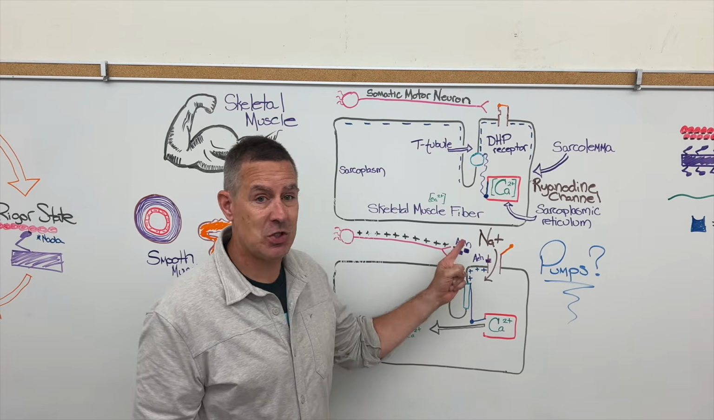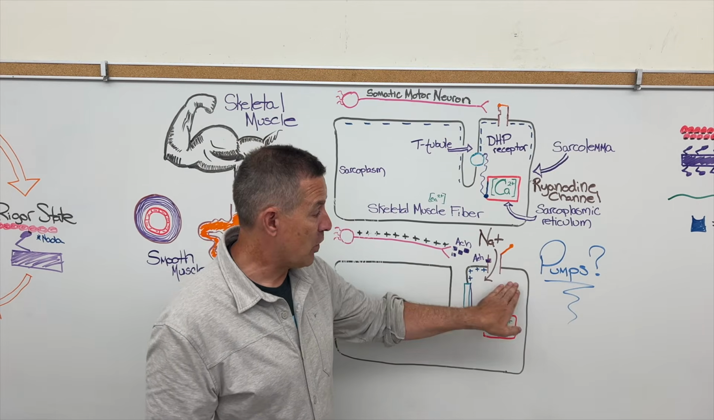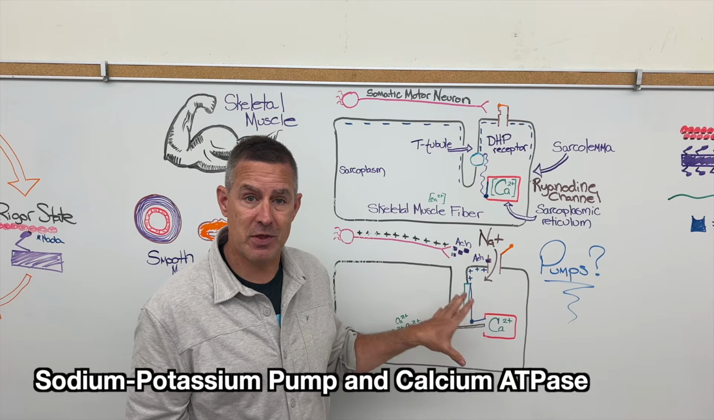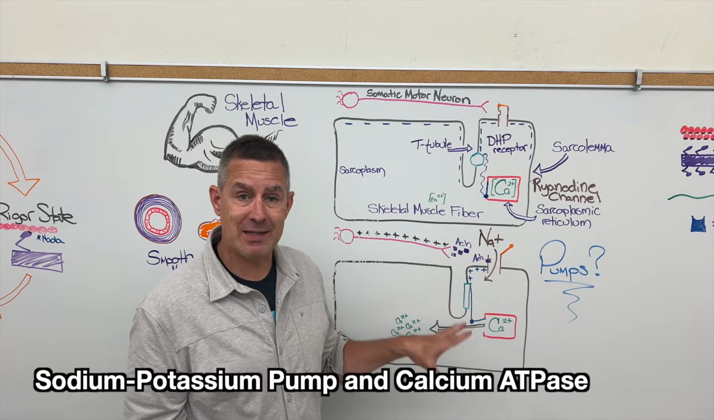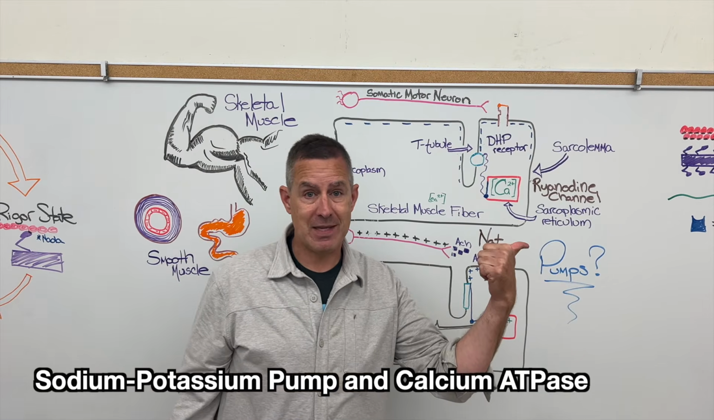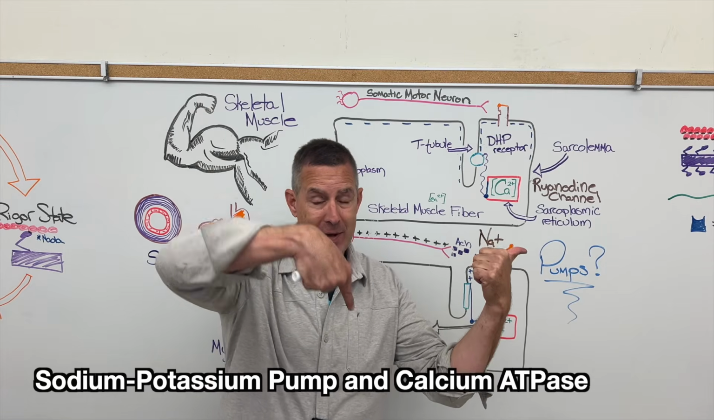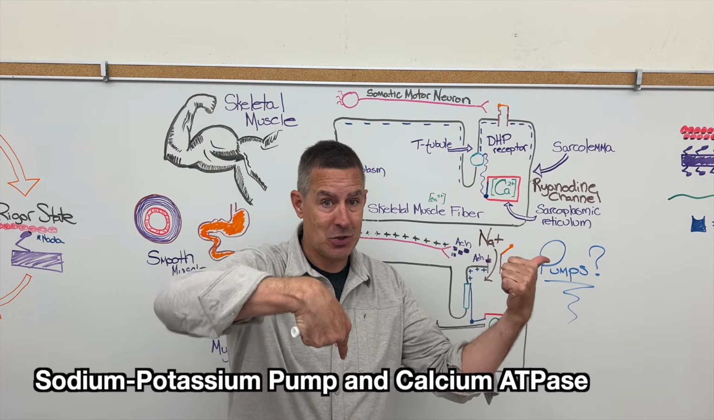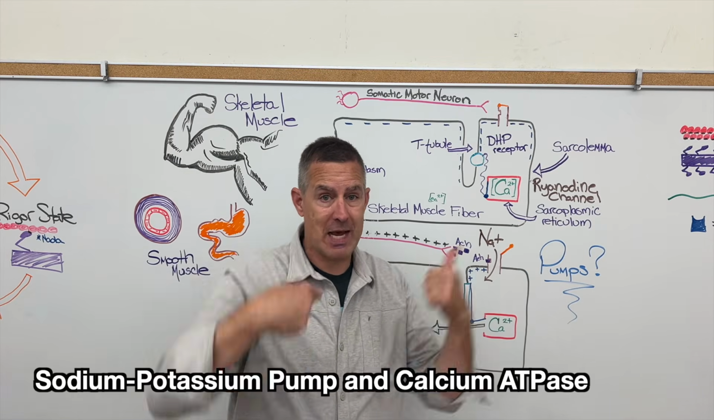But to maintain sodium and potassium's gradient, there are going to be sodium potassium pumps within the skeletal muscle fiber, pumping 3 sodium out of the cell against its gradient and 2 potassium into the cell against its gradient. 3 sodium out, 2 potassium in.